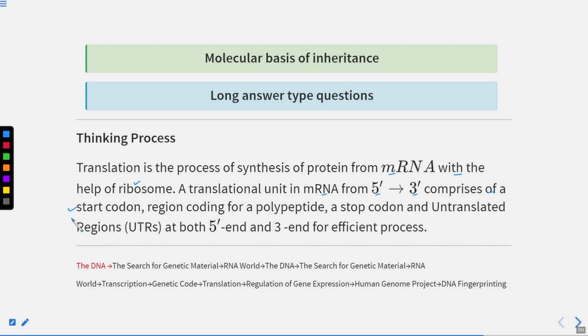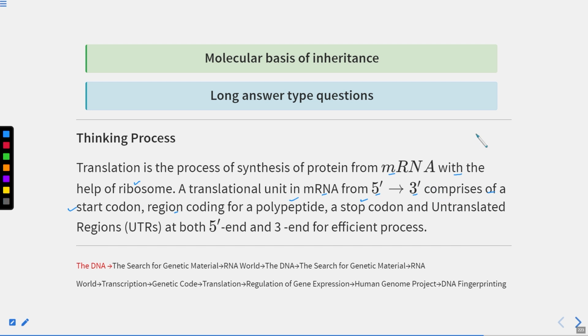Okay, so for the initiation of the translation, what is required? Start codon, which is usually AUG, and it codes for methionine. So start codon, a region coding for a polypeptide we require. This is the second requirement. And then in the end, to terminate the translation process, we require stop codons.